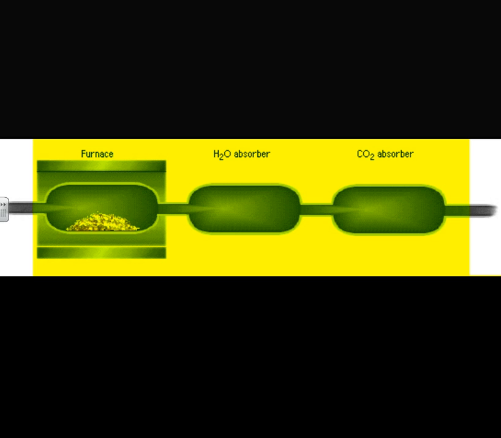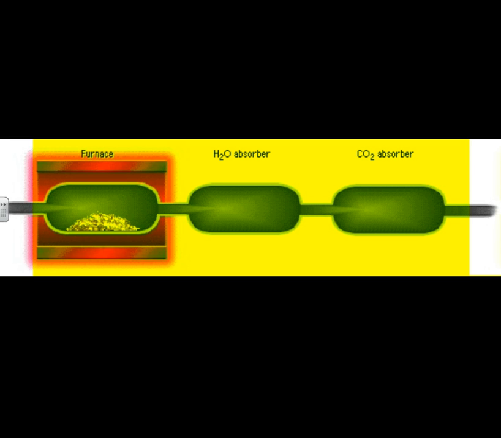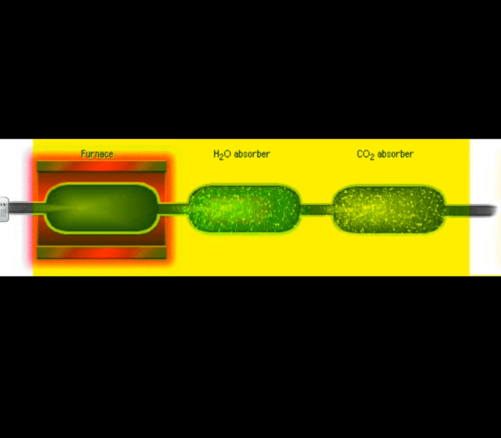Let's have a look. A combustion reaction of a compound with oxygen forms water and carbon dioxide. The water, represented as blue speckles, is trapped in one chamber, and the carbon dioxide, represented by white speckles, is trapped in a separate chamber. The mass gain of each chamber can be used to calculate the empirical formula of the compound.